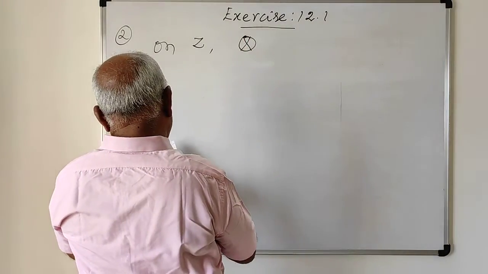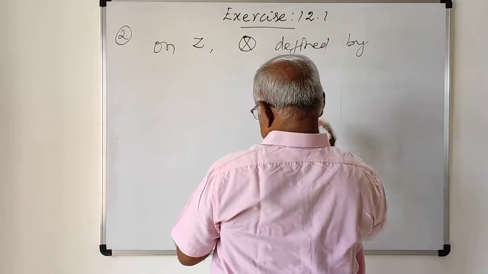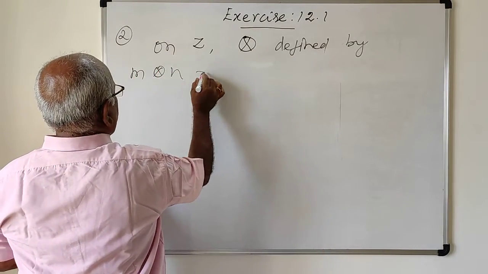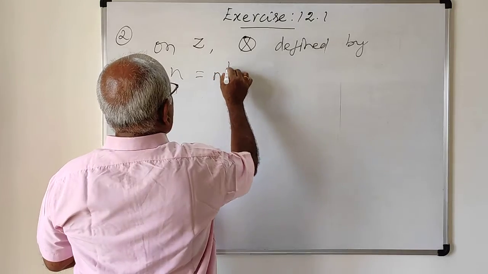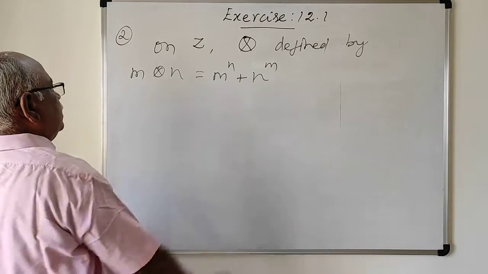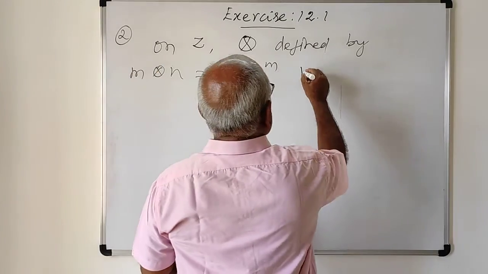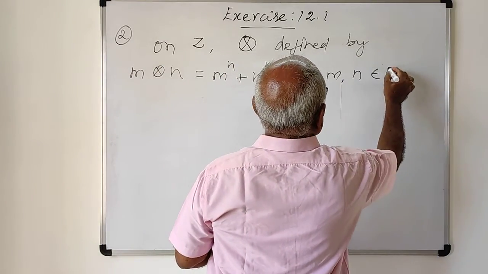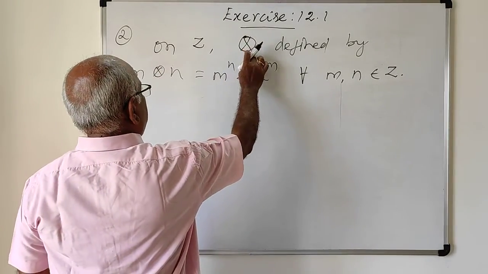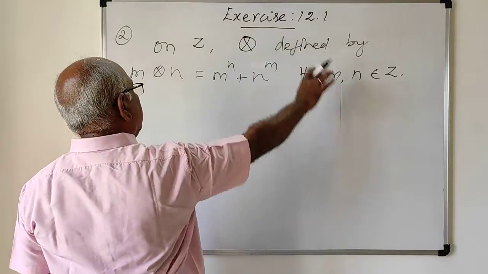On Z, circle cross is defined by m circle cross n equal to m power n plus n power m. It is given for all m, n belonging to the set of integers. Check whether this operation is binary or not on the set Z.